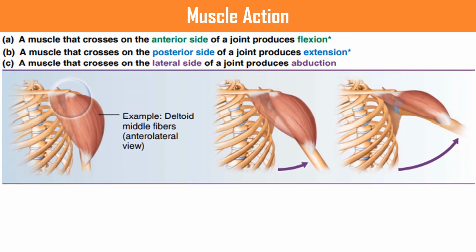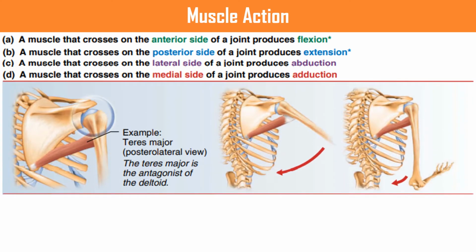Then a muscle that crosses on the lateral side of a joint produces abduction. For example, deltoid middle fibers. You can see the anterolateral view in the example. Then a muscle that crosses on the medial side of a joint produces adduction. For example, teres major. You can see in the diagram the posterolateral view. The teres major is antagonist of the deltoid.